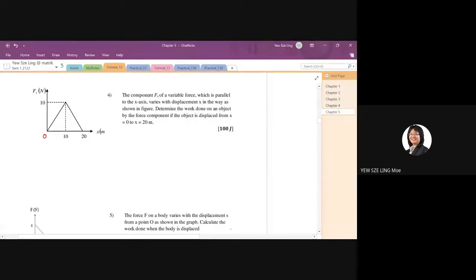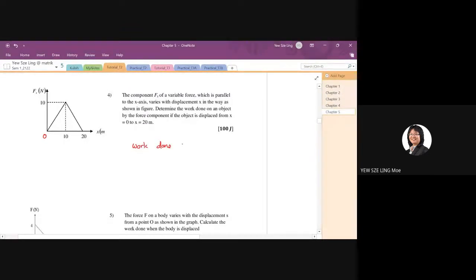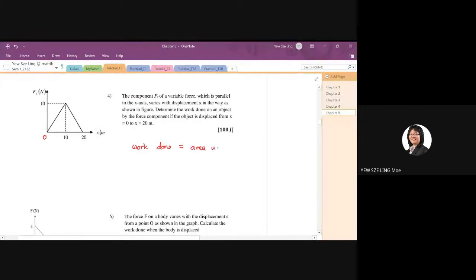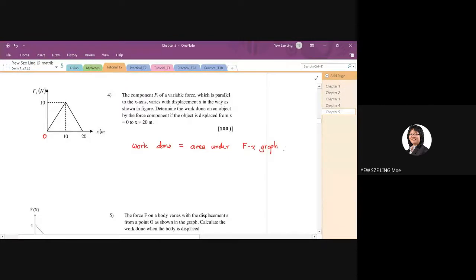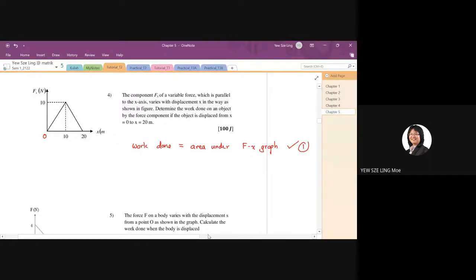If you remember what I told you in chapter 3, you need to state which part of the graph represents the information that we want. For example, now you want to calculate work done. The first thing you need to mention is not the value, but that work done is equal to area under the fx graph. Why? Because this statement itself gives you 1 mark in your exam. It represents the concept, it means you understand what this graph means and why you can get the information you want from it. So this statement is a must in your exam for graph questions.